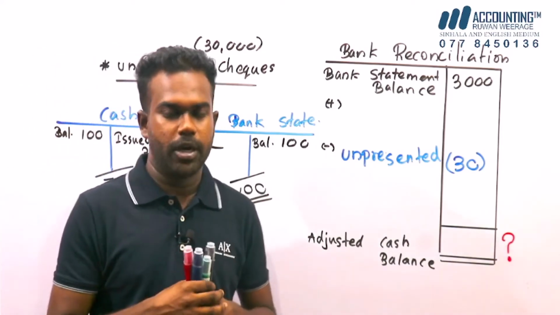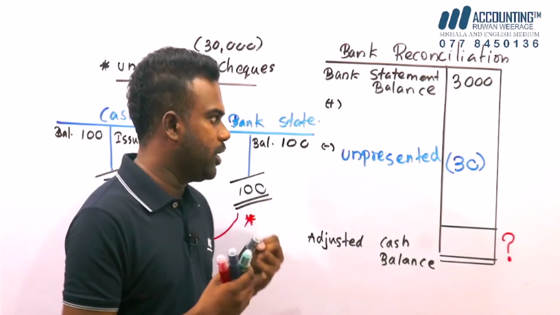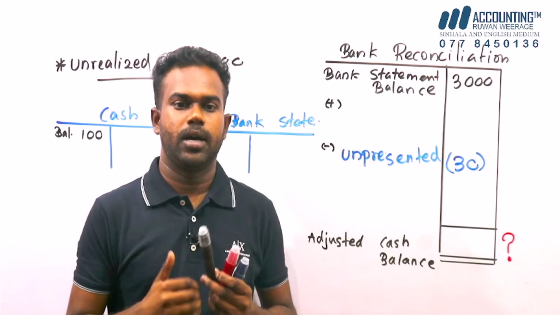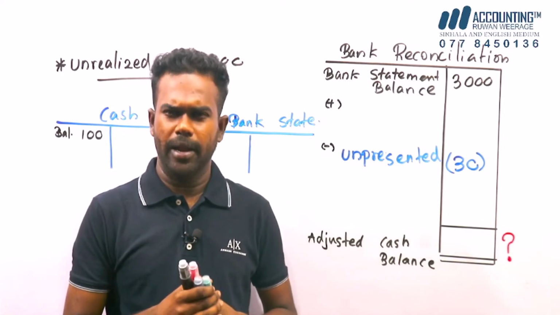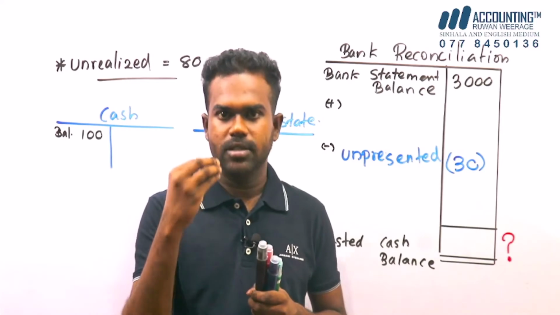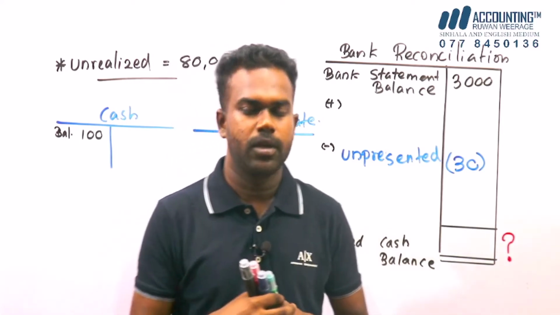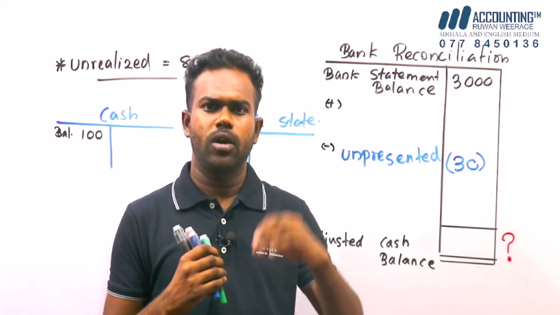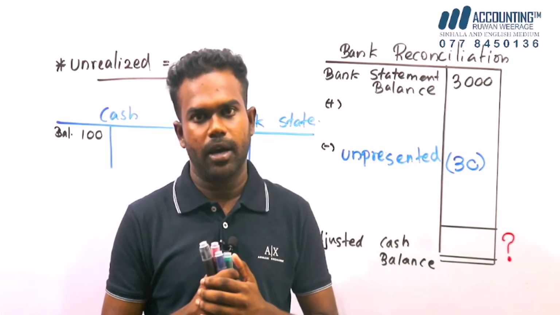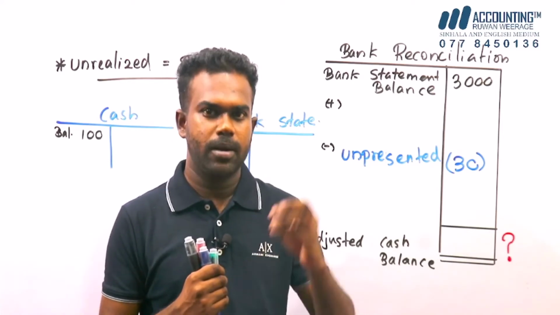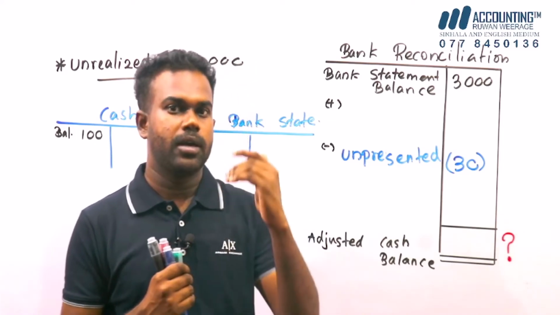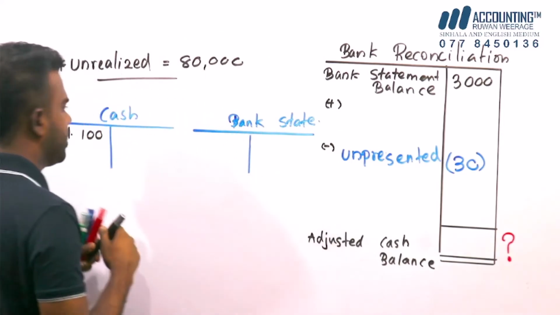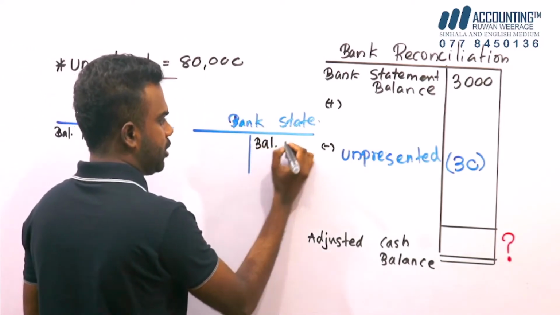So the next difference, unrealized checks. What should we do in the bank reconciliation? Unrealized checks. Unrealized means the business has deposited a check into the bank and recorded it in the cash account, but the bank has not yet credited that check to our current account, right? The business has recorded it, but the bank has not yet deposited that check to our current account. So what's the scenario? I will take the same thing to identify the difference here.